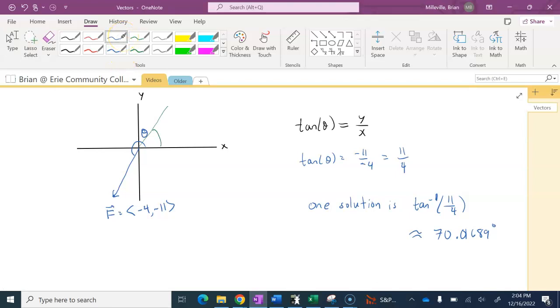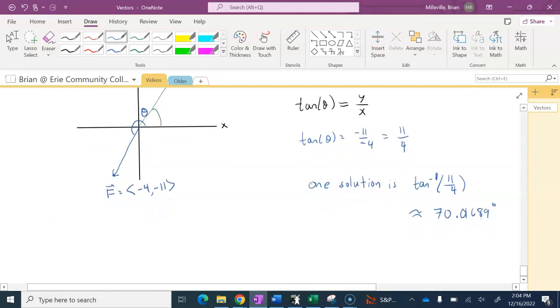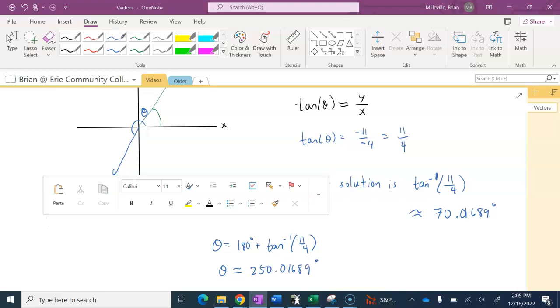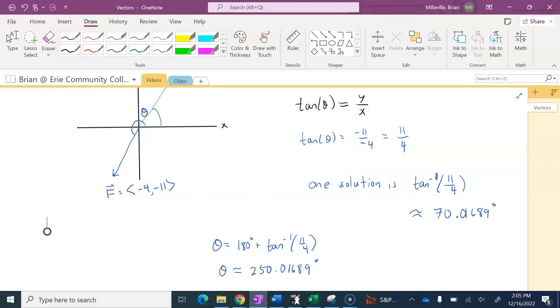So sometimes we need to make an adjustment when we're using inverse tangent or any other inverse trig function to get the appropriate angle. The angle theta that we want is really going to be 180 degrees plus what our calculator was showing us. If we do that, we get that our angle theta is approximately 250.0689 degrees. All right, that looks better. The angle drawn in blue, theta up above there, is in quadrant 3. It's got to be between 180 and 270, and we have that there. Okay, that's it for this recording.